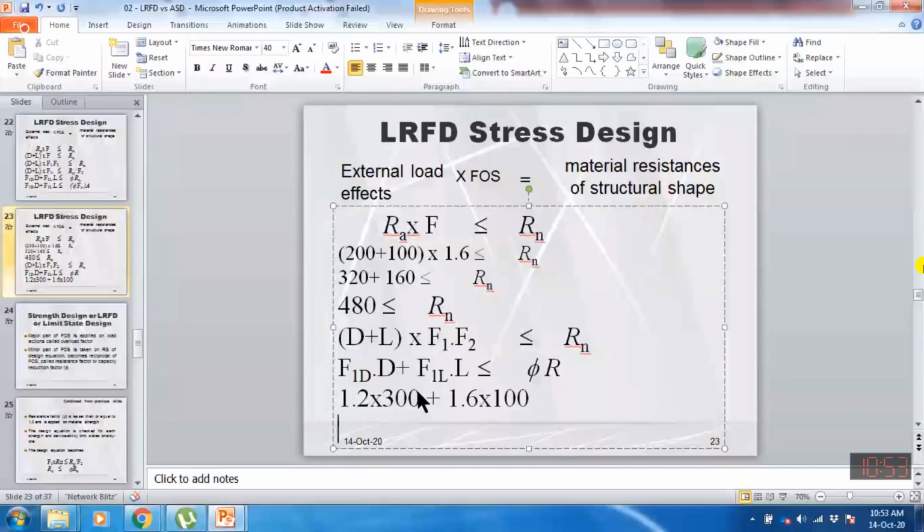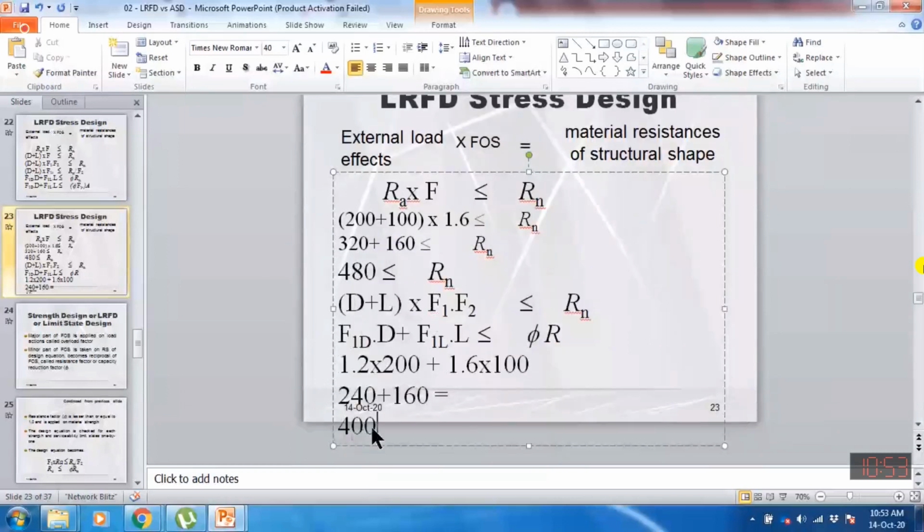sorry, I made a mistake here. So this will be 240 plus 160. What is the total load here? The total load here will be less. So that will be maybe 400. So if I just compare the load, I'm using the other side of the equation as a constant.